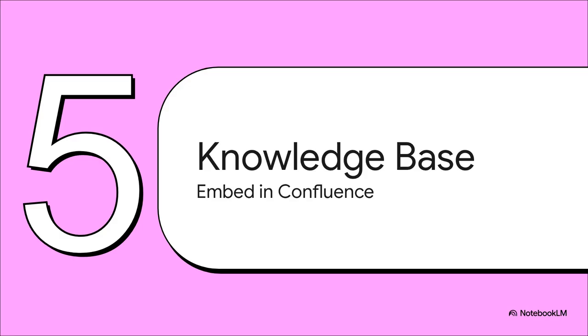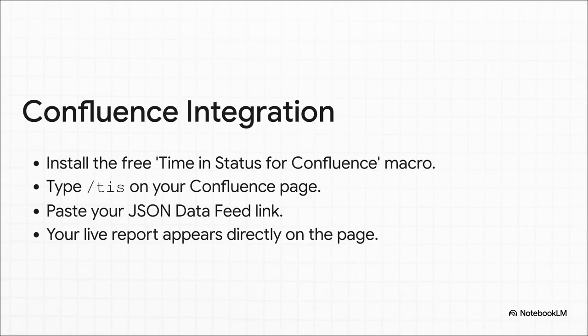Okay, what about sharing this visibility with the whole team? Well, you can embed these live reports right onto your Confluence pages. Put that critical workflow data right where everyone can see it, next to your project plans and meeting notes. With a free little macro, you just type /tis on your Confluence page, paste in that very same JSON link we've been using, and poof, a live, interactive report appears right there for the whole team to see.